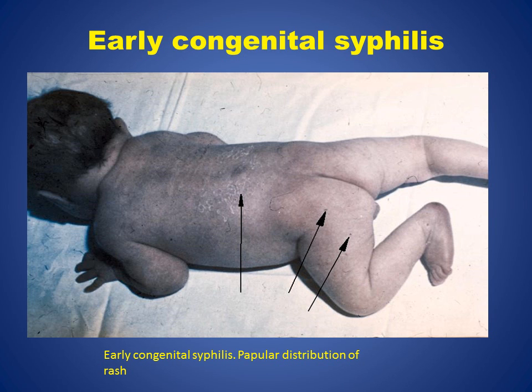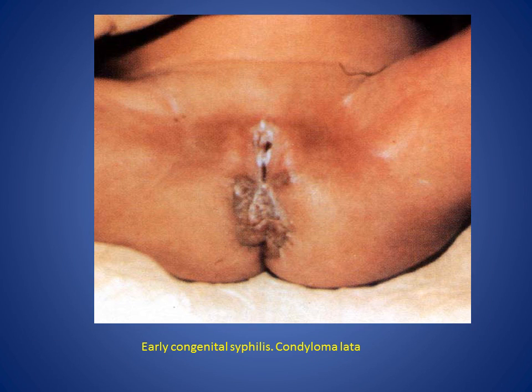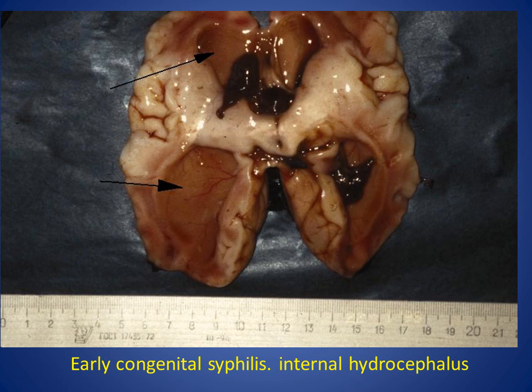On this slide you can see the baby that suffered from early congenital syphilis. On the body you can see papular distribution of rash. On this slide you can see the appearance of condyloma lata. On this slide you can see the internal hydrocephalus of the brain in infancy.